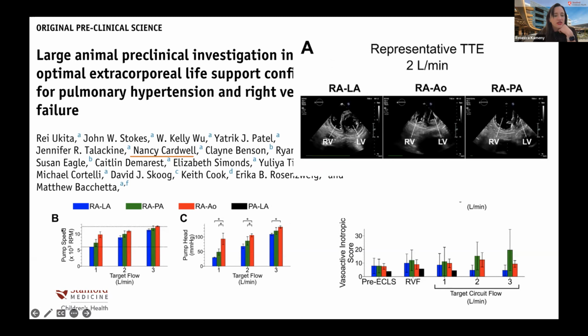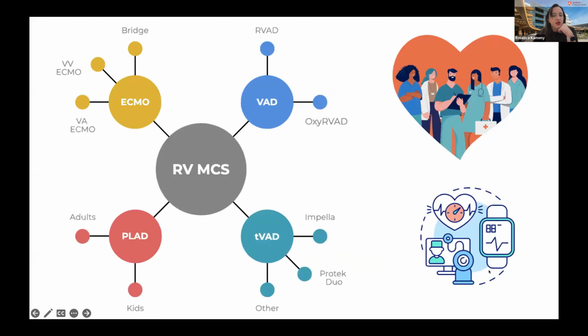They also had the lowest pump speeds and pressure gradients in order to achieve 3 liters of flow and the lowest vasoactive inotrope score to support those animals. So in conclusion, there's lots of choices for MCS in the right ventricle and no clear winner. I think right now the message is that whatever your institution does well, you should probably keep doing because we all sort of learn our niches.